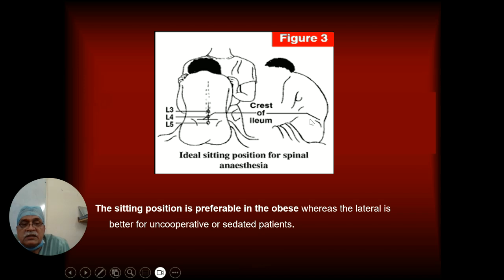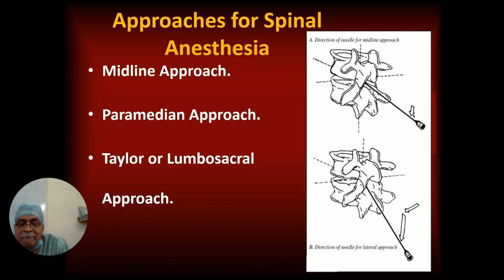If the patient is obese, unable to sit, unable to lie down and flex the legs, or the patient is in an orthopedic case where there is a fracture in the lower limb, in that case sitting position is the ideal position for spinal anesthesia.